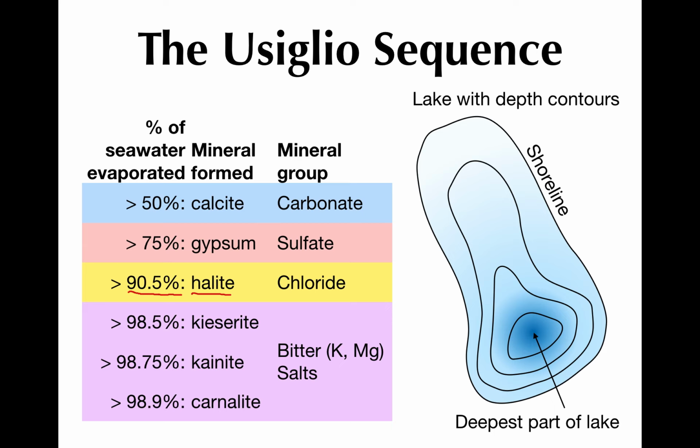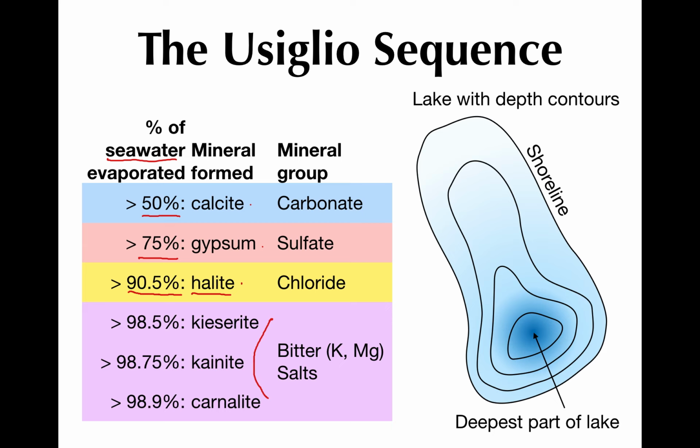So if you take seawater and you evaporate 90% of it, it's only at that point that you can begin to precipitate halite. You evaporate 50% of seawater and you can begin to precipitate calcite. You evaporate 75% of the water and you can precipitate gypsum. And this is because calcite is less soluble than gypsum, which is less soluble than halite. And then these at the bottom, these bittern salts, are the most soluble of all. So this sequence of minerals is commonly found in evaporite deposits.